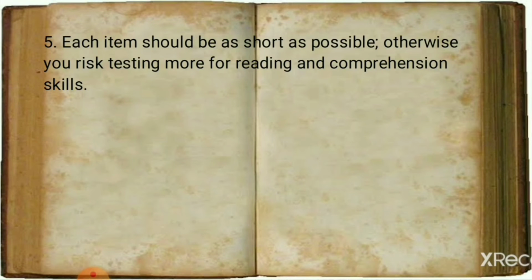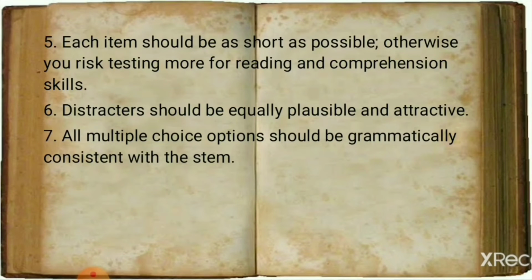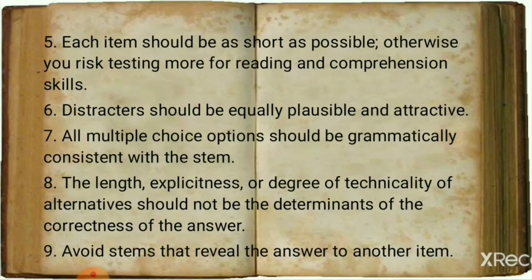Fifth, each item should be as short as possible, otherwise you risk testing more for reading and comprehension skills. Sixth, distractors should be equally plausible and attractive. Seventh, all multiple choice options should be grammatically consistent with the stem. Eighth, the length, explicitness, or degree of technicality of the alternatives should not be the determinants of the correctness of the answer. Ninth, avoid stems that reveal the answer to other items.